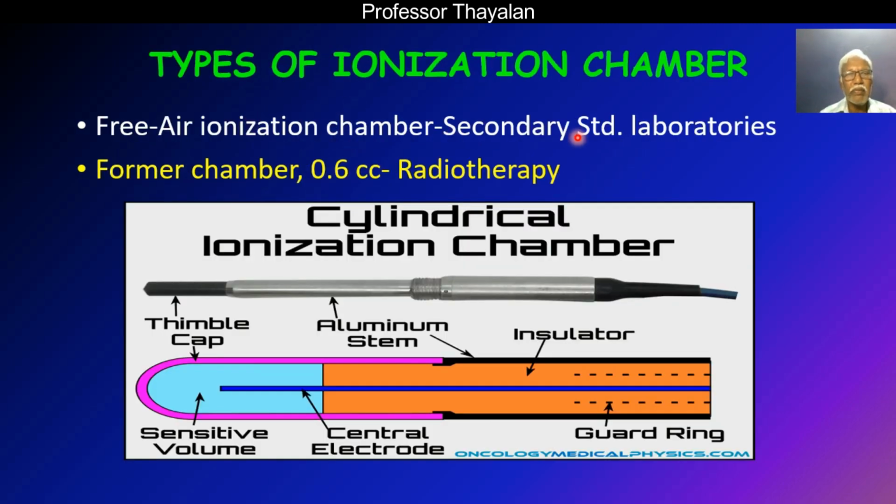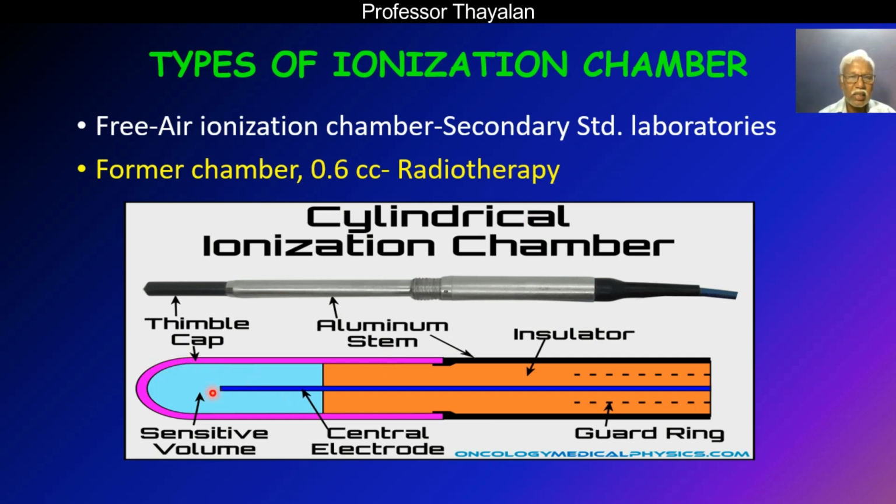What types of ionization chamber do we come across in our field? The first one is the free air ionization chamber. This chamber is not used in hospitals, but it is available in secondary standard laboratories. It is used for calibration of dosimeters. The second one is the Farmer chamber. Generally it has 0.6 cc and is generally used for radiotherapy calibration.